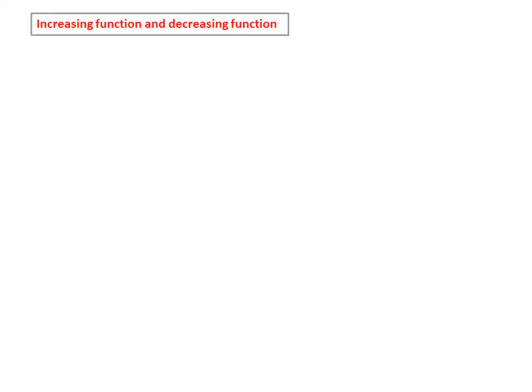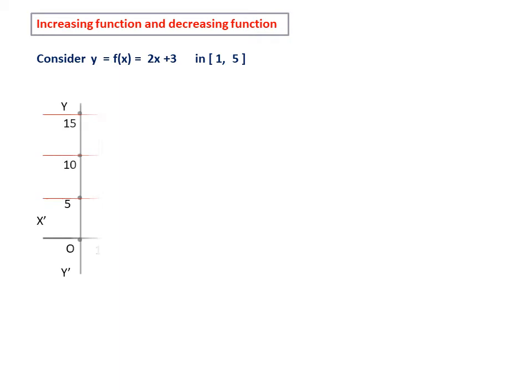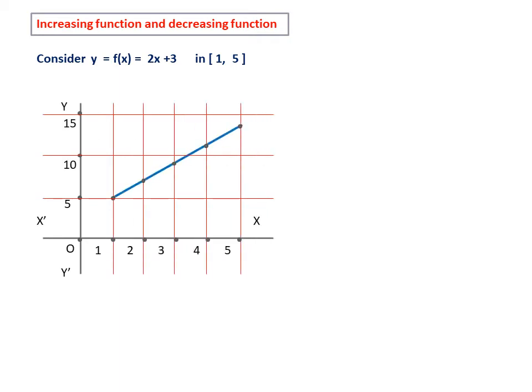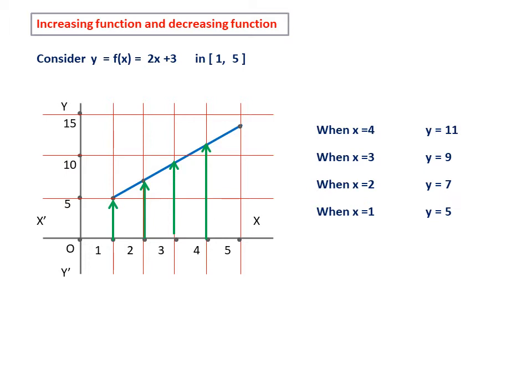Increasing function and decreasing function. Consider y equal to f of x, say equal to 2x plus 3 in the interval 1 to 5. Let me draw the graph. This is the graph of the function. It's a straight line. When x is 1, y is 5. When x is 2, y is 7. When x is 3, y is 9. When x is 4, y is 11. And when x is 5, y is 13.